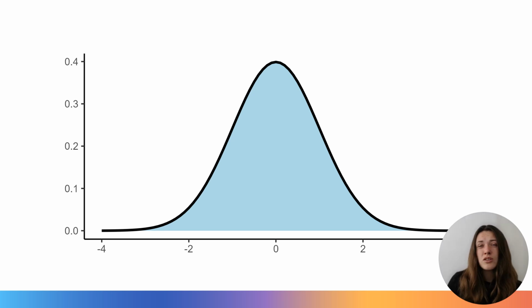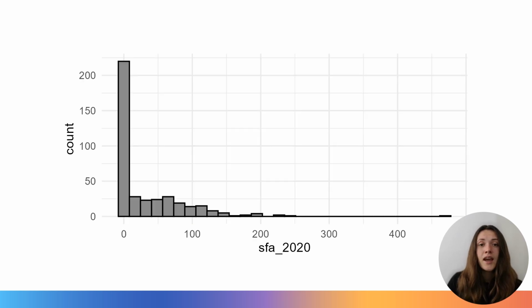A common assumption that's required for tests or models of numeric variables is that the data follows a normal distribution. That looks like this, with a single peak in the center and then two symmetric tails going either side. A histogram can allow us to check whether this assumption is valid or not. For example, here we can quite clearly see that the variable does not follow a normal distribution, and therefore any tests that require that assumption to be true would not be appropriate.